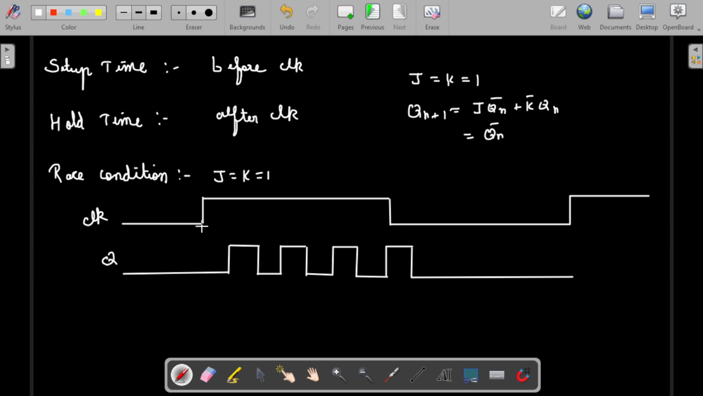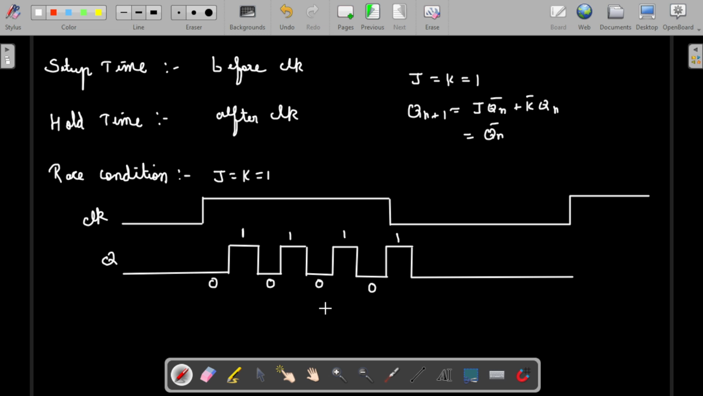So first, initially the output was 0. When J and K are 1, it changes to 1. Then J and K are also 1, so it will need to toggle, because it is in one state, so it will toggle to 0. Then again 0 to 1, then 1 to 0, 0 to 1, 1 to 0, 0 to 1. Only when the clock goes to the down state will this toggling stop.